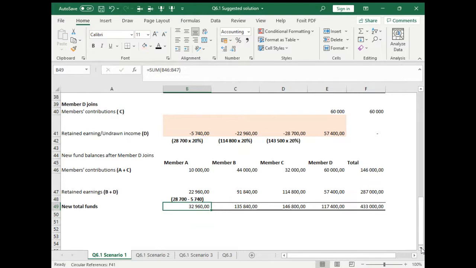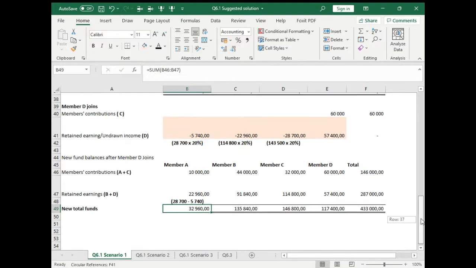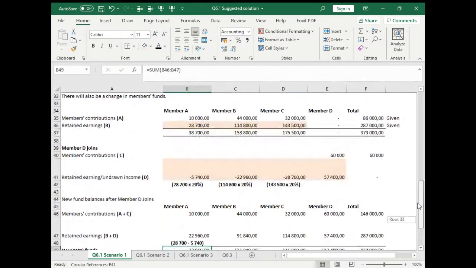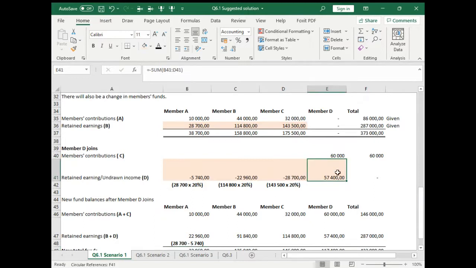Okay, do you guys have any questions on if I add a new member to our CC before we move on to someone that's resigned? Sorry, the 57,400? Okay, so the 57,400, the question is it only for member D or is it the total? No, so it's only for member D. The total here is 0. Okay, so there's no movement in that line item.